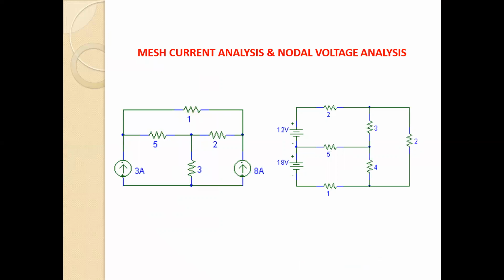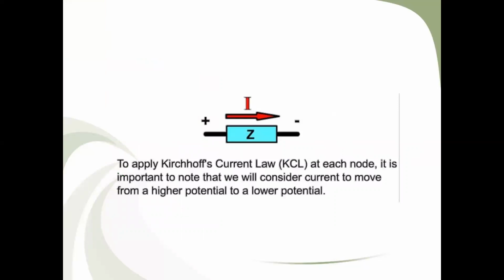Mesh current analysis and nodal voltage analysis. First, we have to apply Kirchhoff's current law at each node. It is important to note that we'll consider the current to move from a higher potential to a lower potential always. Current never travels from lower potential to a higher potential.